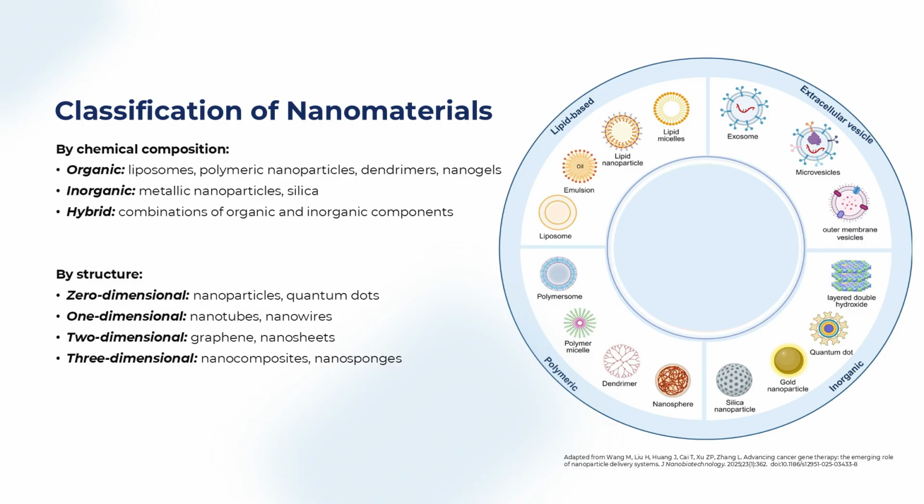By the structure, we can differentiate the nanomaterials into 0-dimensional, 1-dimensional, 2-dimensional, and 3-dimensional. 0-dimensional are the quantum dots. 1-dimensional is nanotubes, for example. To the 2-dimensional, we can include graphene or nanosheets, and the 3-dimensional are, for example, the nanosponges.